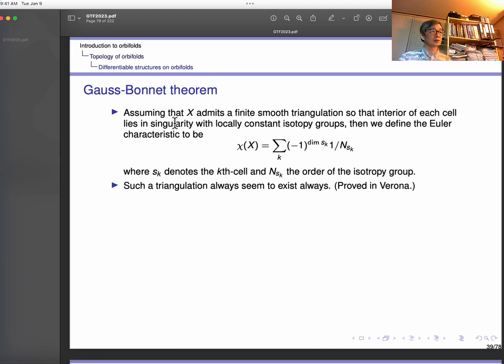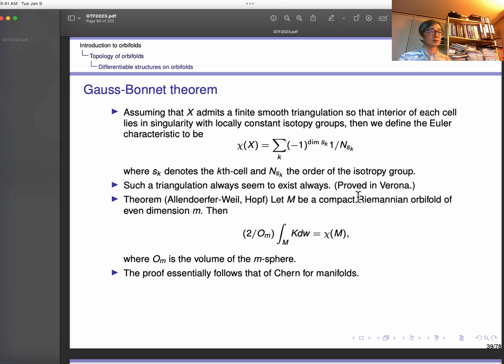So first we can prove the Gauss-Bonnet theorem also holds. Assuming that X has a finite smooth triangulation, so the interior of each cell lies in a singularity with locally constant isotropy groups, then we define the Euler characteristic to be the sum of these, plus or minus depending on the dimension, but you have to divide by the order of the isotropy group here. Such a triangulation always exists, proved by some people called Verona. So at least one person proved it. That's the reference I know.